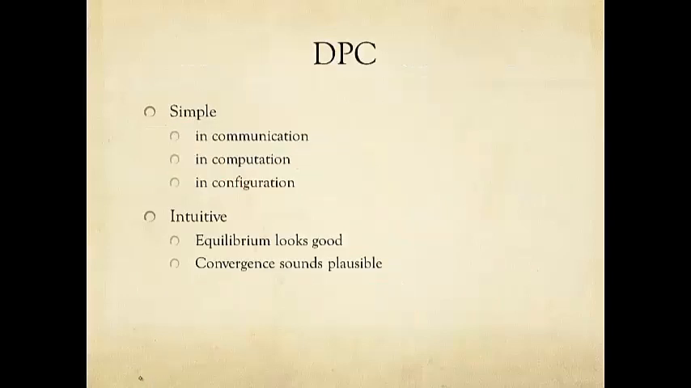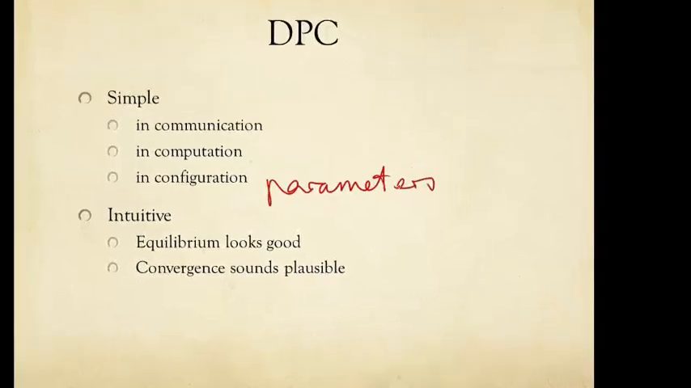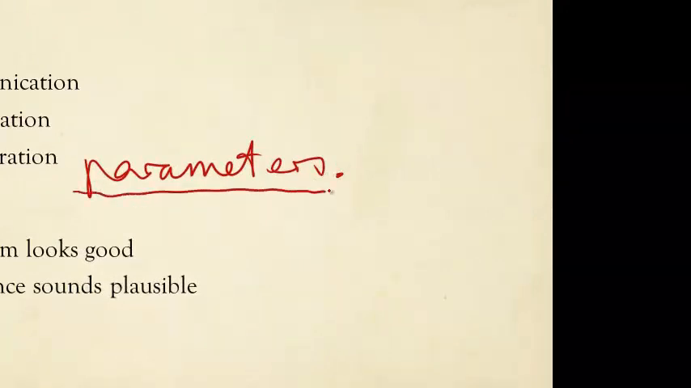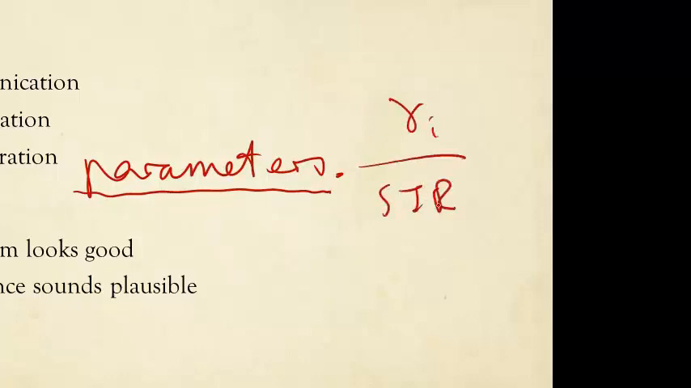Second, this is very simple in computation, where there's only one multiplication or division, right? And then it's very simple in configuration. What do you mean by configuration? A lot of times in an algorithm, I have a lot of parameters. Gain parameters is a typical example. Step size is a special case of that. We'll see many parameterized algorithms throughout the course, but this one actually has no parameters, right? The ratio between gamma and SIR itself is the gain.